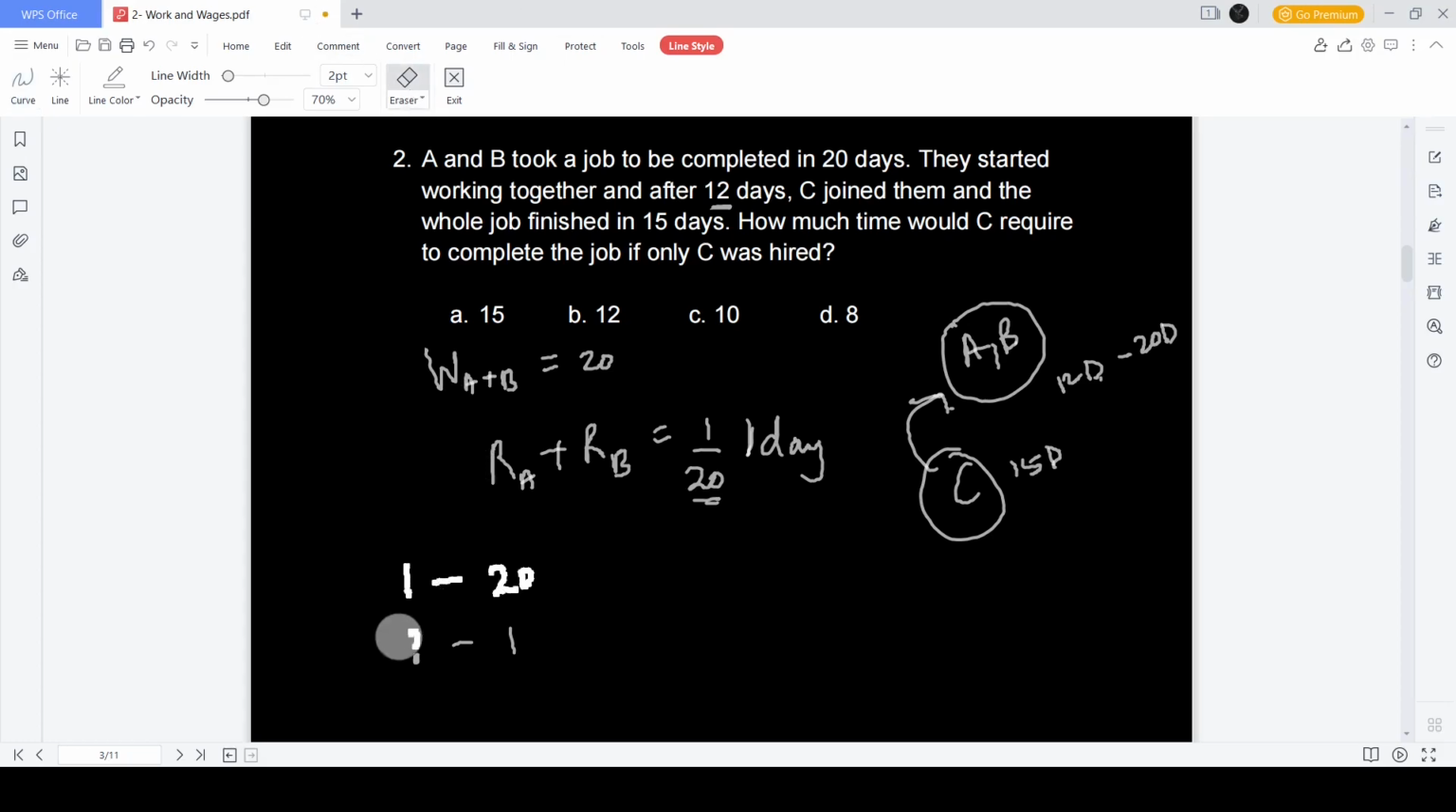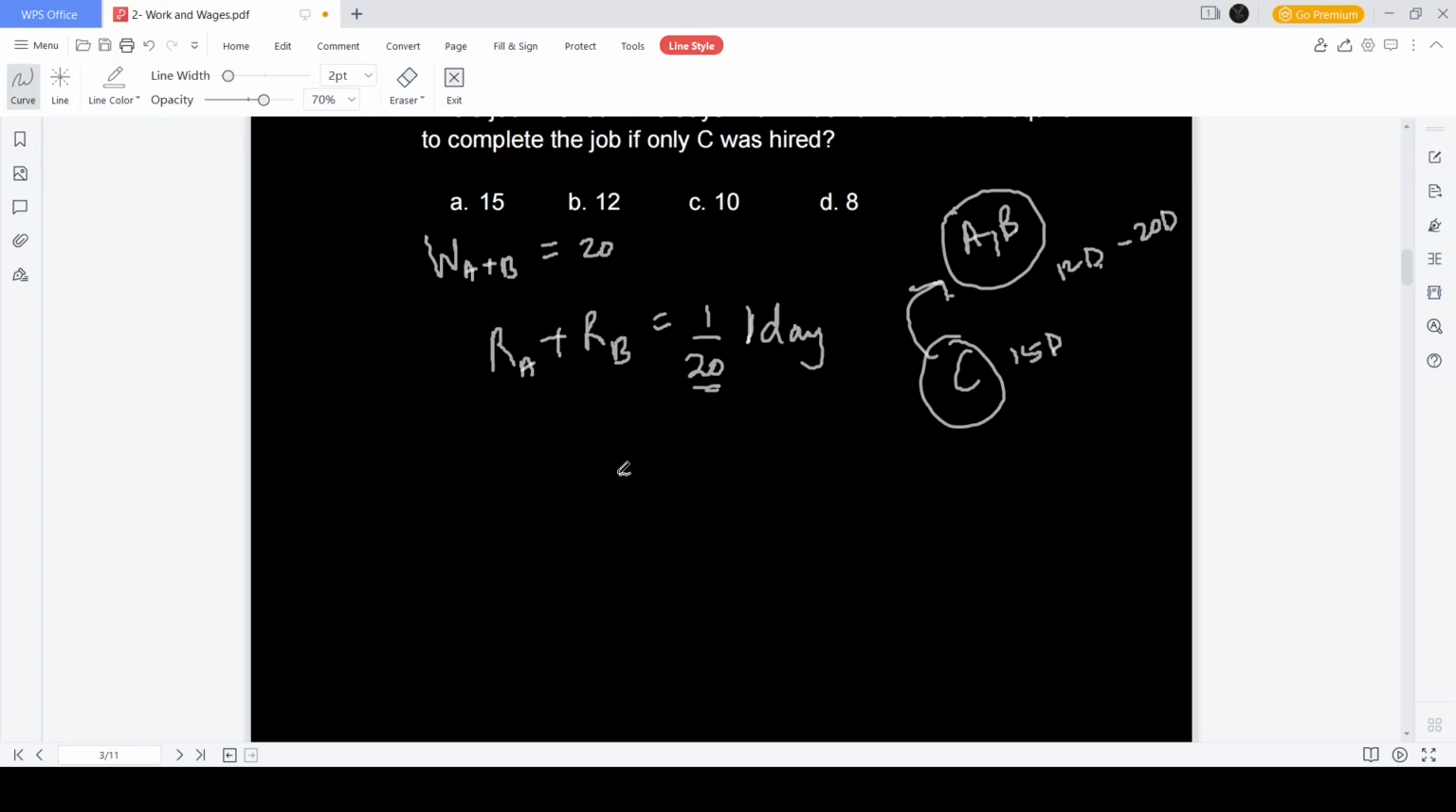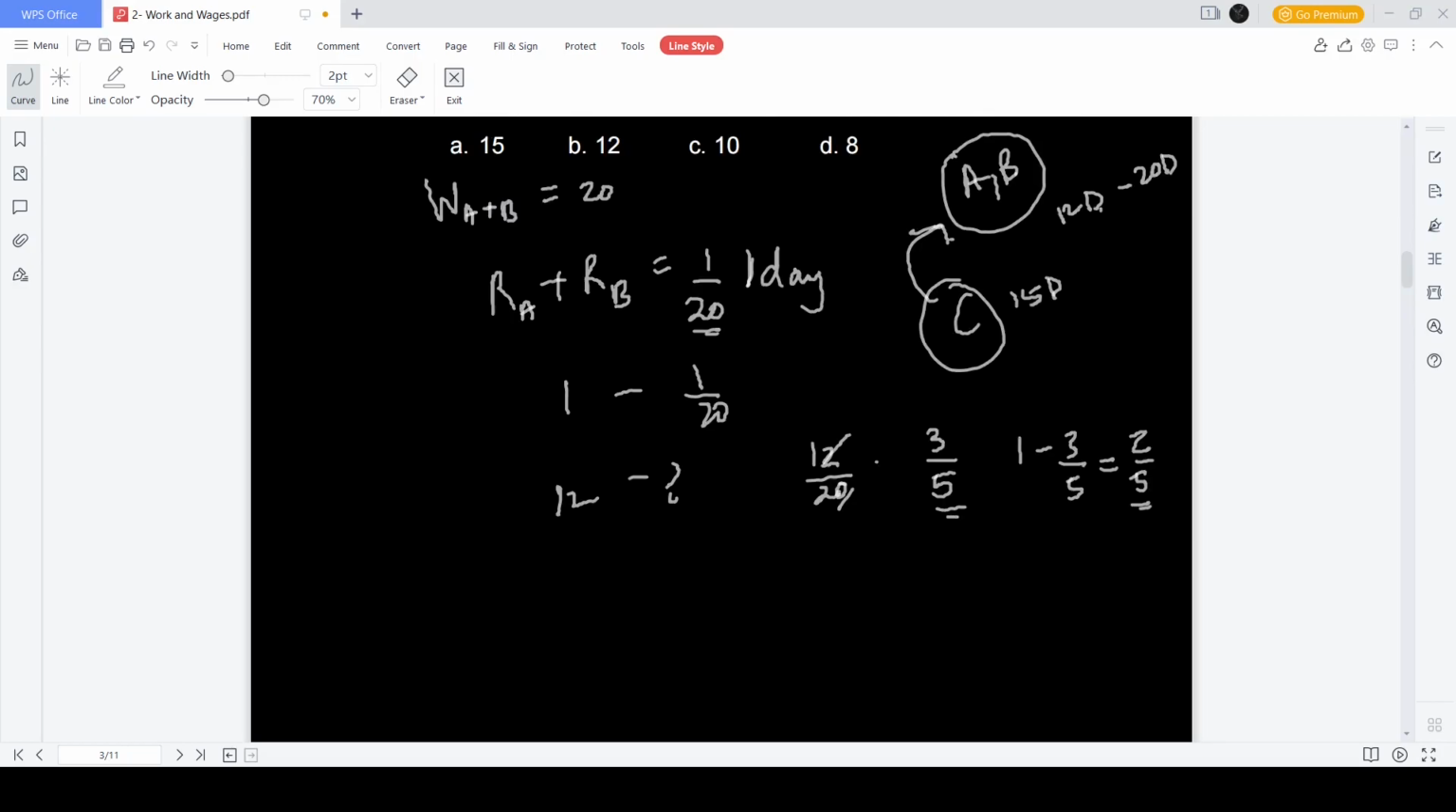Now, if you have that 1 by 20th of the work per day, how much work do they finish in 12 days? Okay. So in one day they finish 1 by 20th. In 12 days, how much do they finish? Simple, they finish 12 by 20th of the work. Okay. Now this is nothing but 3 by 5. So 3/5 of the work is done. Okay. How much of the work is left? 1 minus 3 by 5 is left. Correct. So that is nothing but 2 by 5. 2/5 of the work is still left.